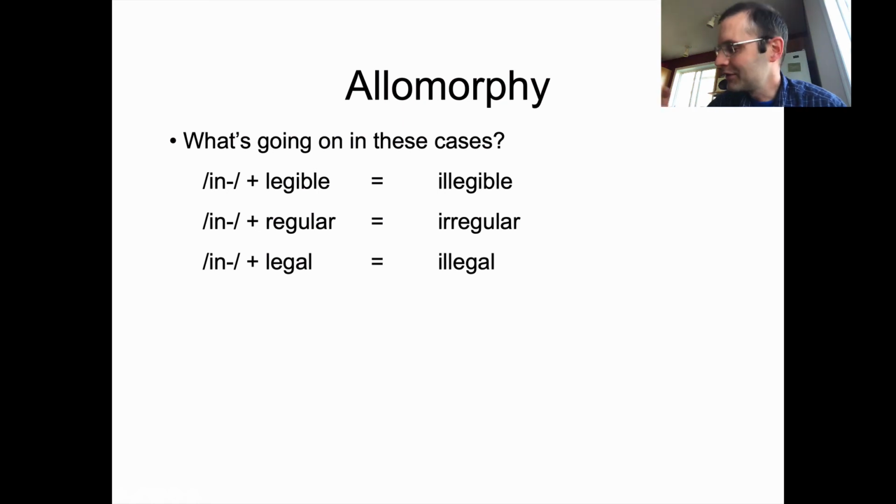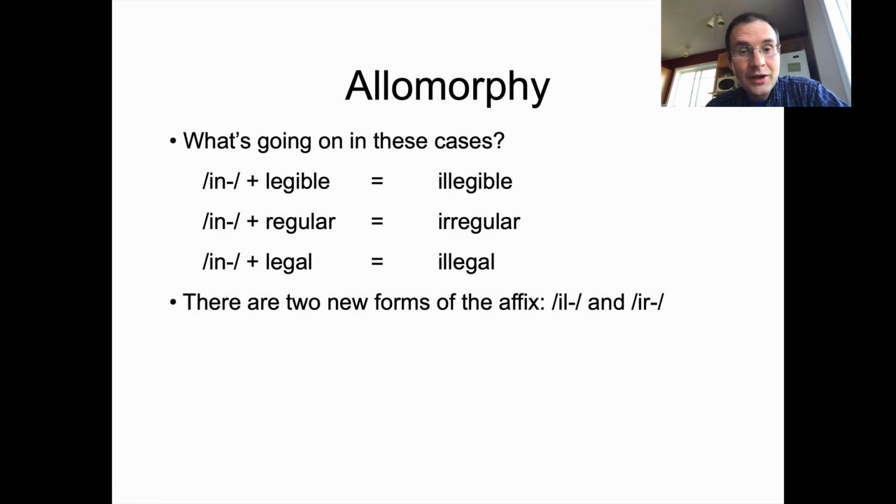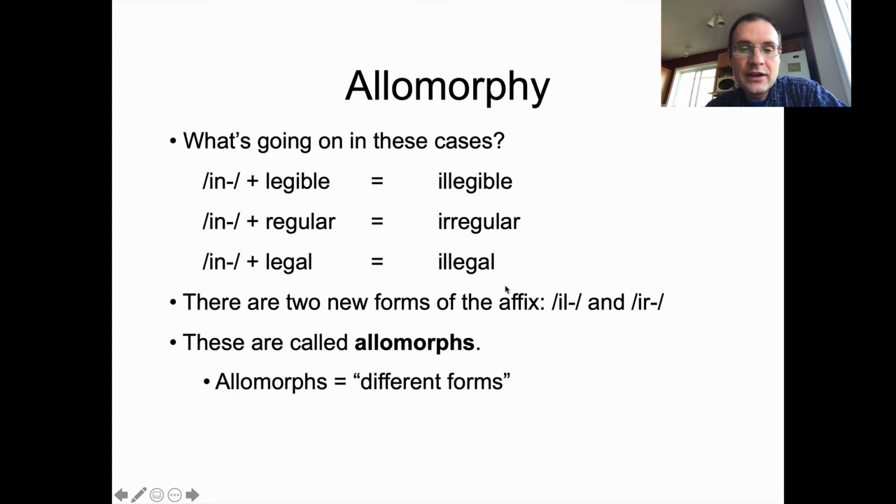I'm going to take a little pause, get another drink of water. Why is this change happening? Or at the very least, can you describe what change is happening? And then after that, we might be able to figure out the reason behind it. Well, we get two new forms of the affix, ill and ir, and they only appear based on the phonetic shape of the root word that they're attaching to.